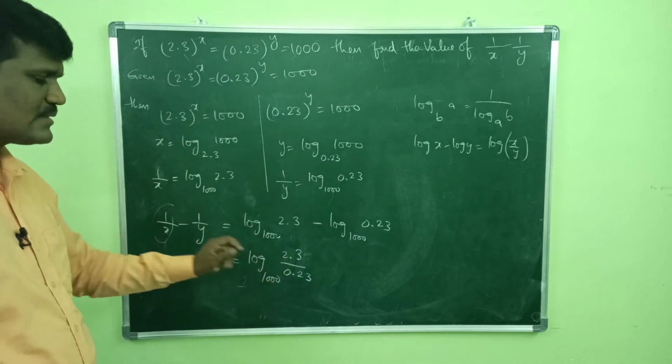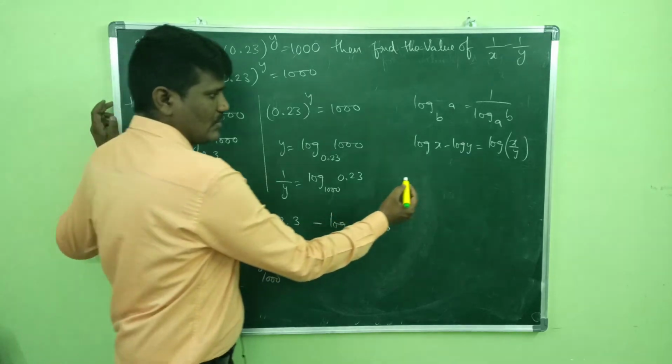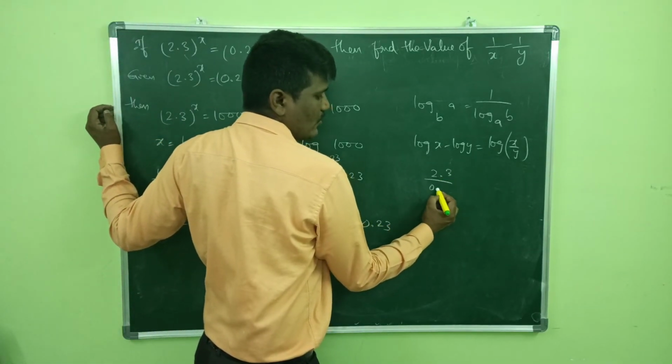What is the value of 2.3 and 0.23? 2.3, if you observe here, 2.3 by 0.23.